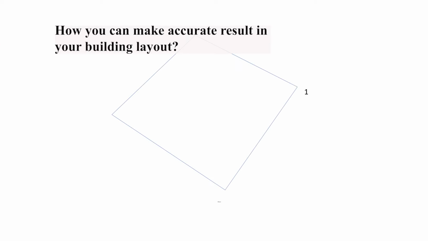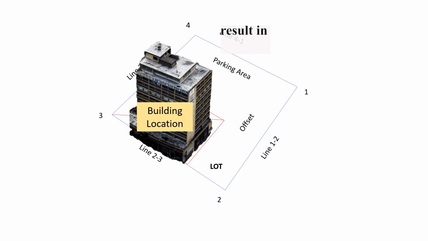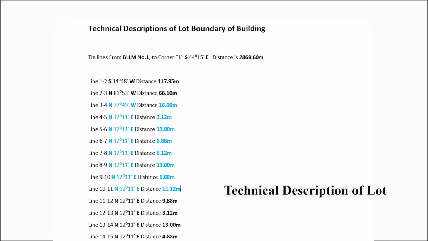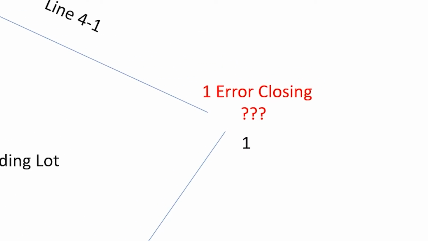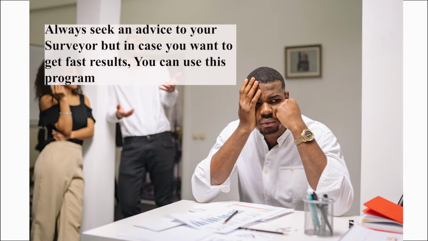You can't figure out how your building layout makes accurate results. You feel like there's some error in your lot technical description given by your surveyor. And closing a lot is not happening at all. Finding your surveyor for the second time might give you some hassle.